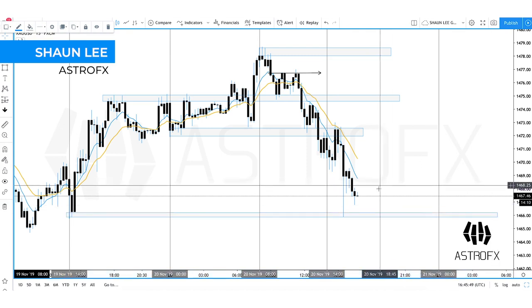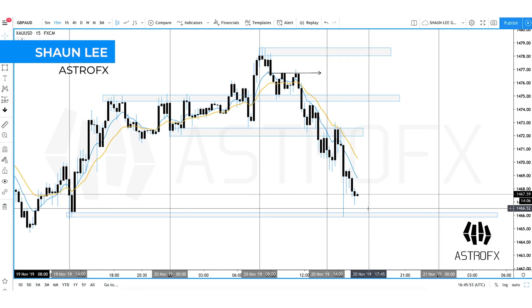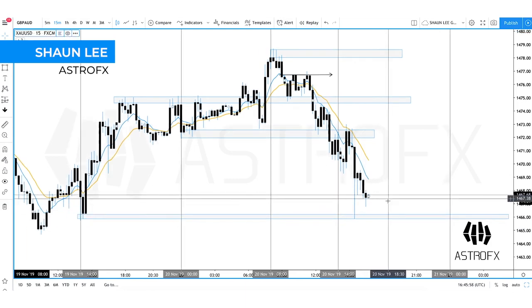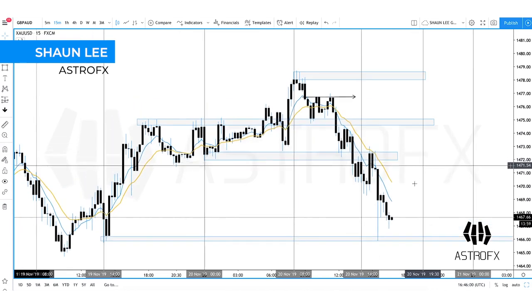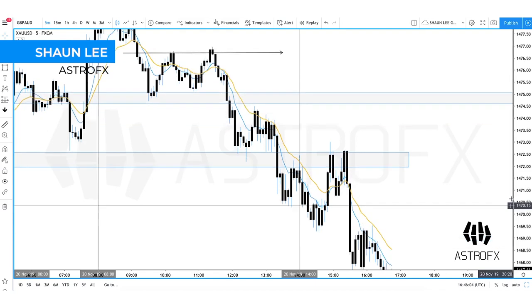I'll bring this right over because we may forcefully be pushed into it again. One more push into this area and a spike through, and a candle body closing back below would indicate that a strong up move is probably on the cards. So this can be monitored on the 15-minute and even the 5-minute.